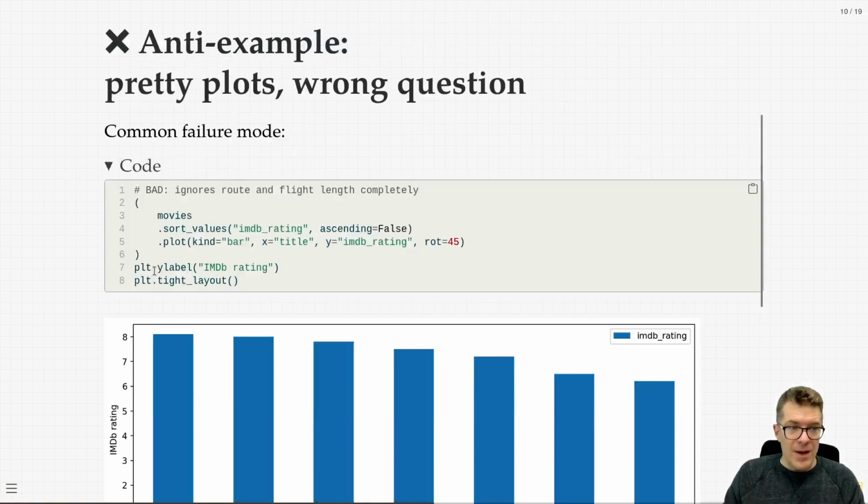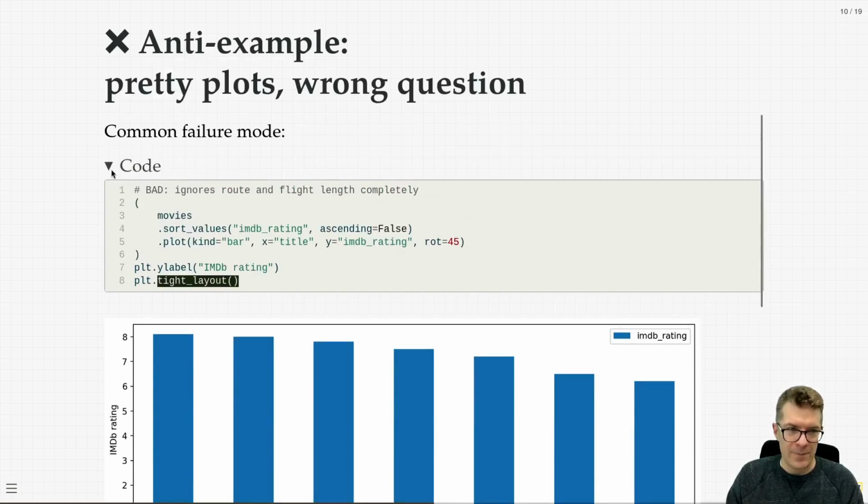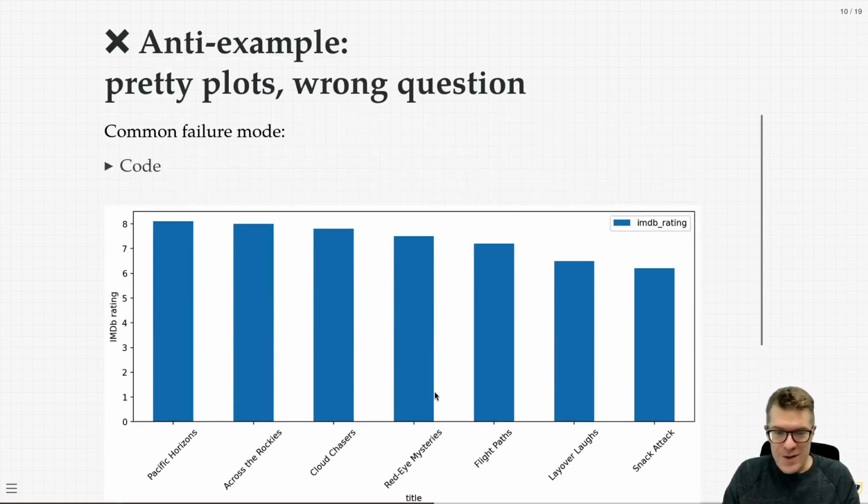Matplotlib allows us to add a Y label, IMDb rating. Here it appears on the left. I allow a tight layout, which is just a formatting thing. Produce this graph. I mean, it's a graph. It provides us with some information. It tells us that the movie Pacific Horizons has the highest rating in IMDb of the movies we have available, and Snack Attack has the lowest one. It visually might demonstrate a little bit of how different the top score is from the lowest score.